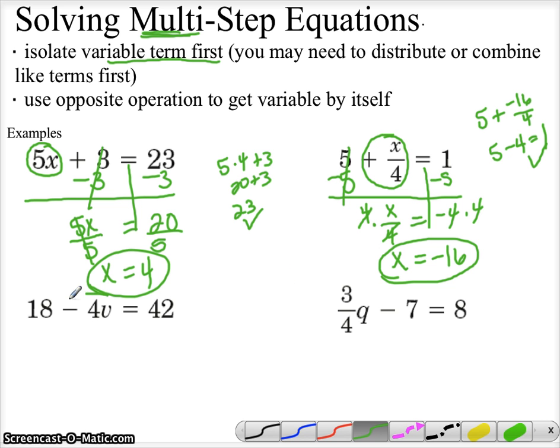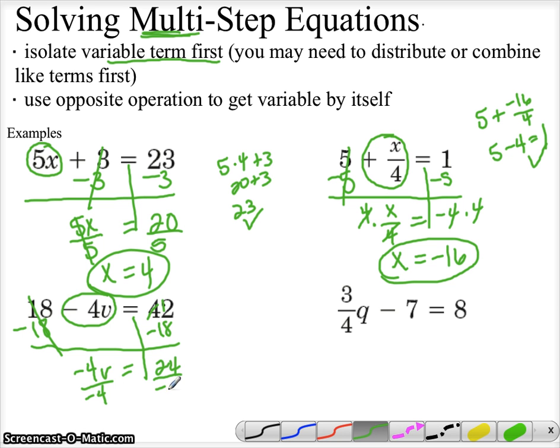In the next one, you have negative 4v. That's our variable term. So the first thing, get rid of 18. 18 is positive, so we subtract the 18. Negative 4v we have left equals 42 minus 18, which is 24. Now that's negative 4 times v. Opposite of multiplying is to divide, so divide both sides by negative 4. You get v equals negative 6.